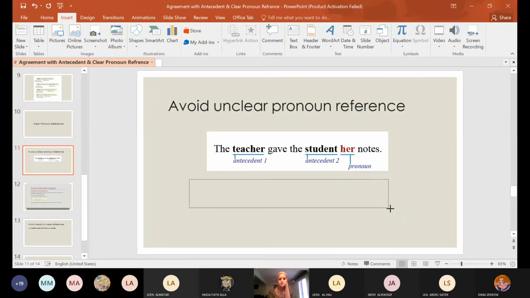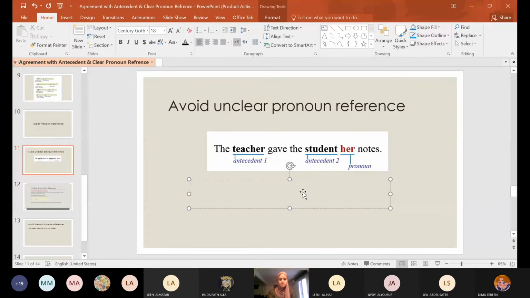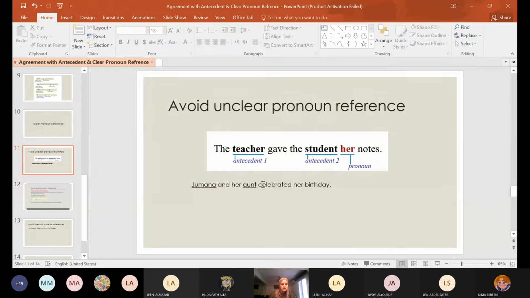For example, if I say, Jumana and her aunt celebrated her birthday. Here, her refers to Jumana or the aunt. Whose birthday was it? Can you tell me whose birthday it was? Can you tell me whose notes they were, teacher or student? We don't know. Maybe it's for the aunt.